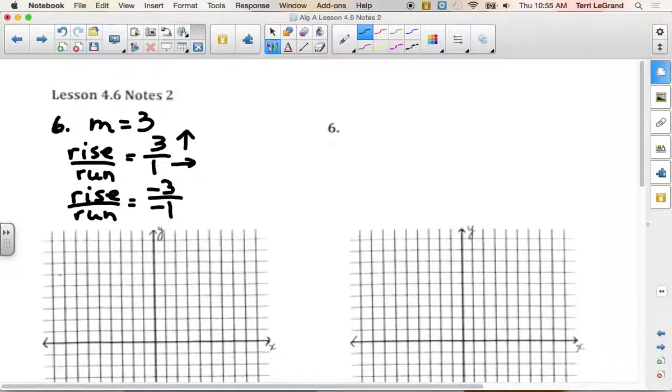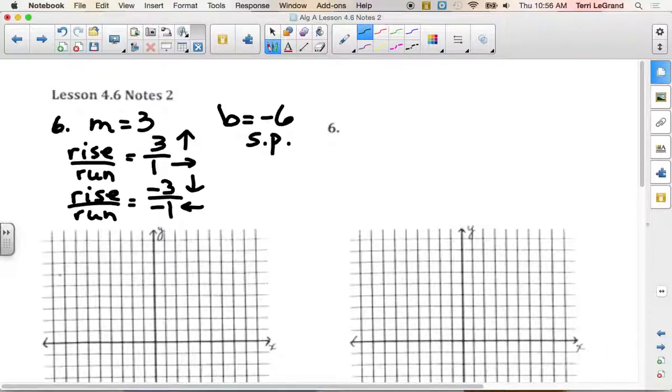Negative 3 over negative 1, which means we can go down 3 and left 1, can't we? Okay, but we still need a starting point. What was our y-intercept that we came up with? Negative 6. We think the y-intercept is negative 6. So that means that's our starting point, isn't it?